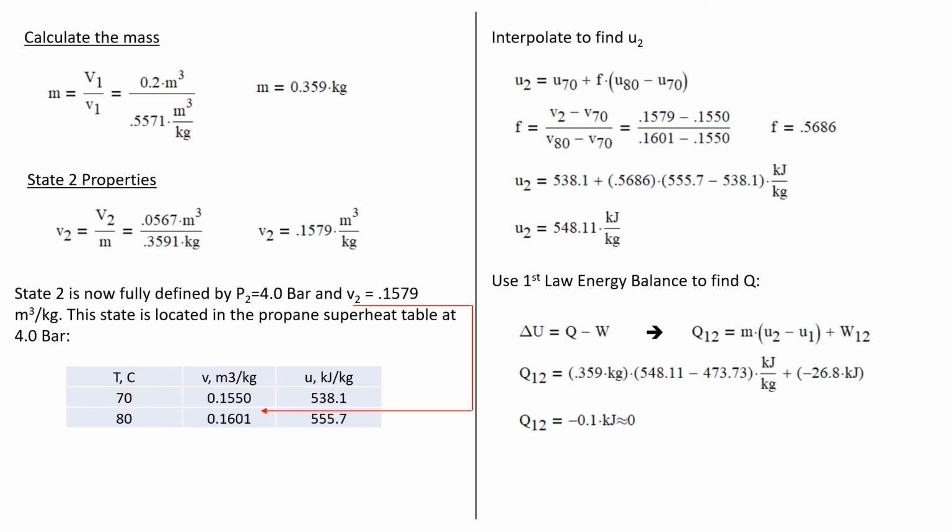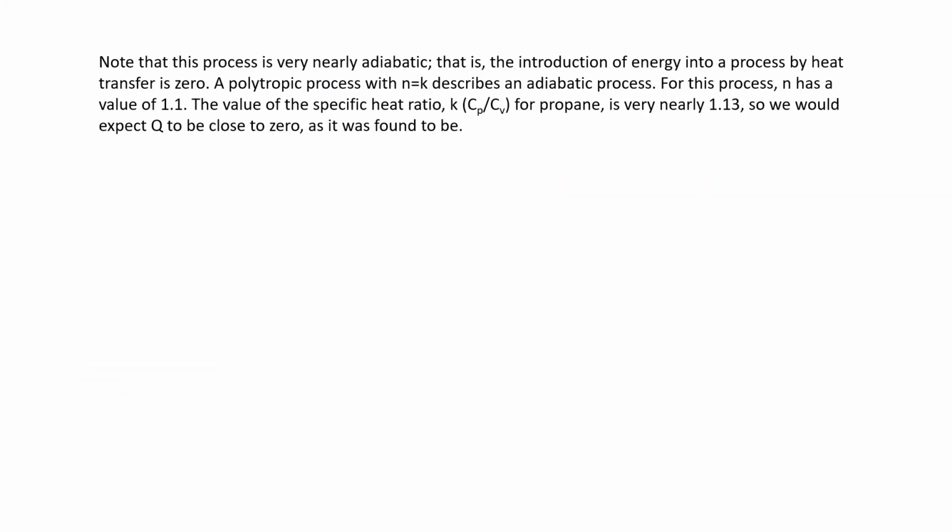Let's explore the meaning of that. If Q is 0, that is called an adiabatic process. So an adiabatic process has no heat transfer and Q is 0. In this particular problem, we were very close to being an adiabatic process. Why is that? Well, let's look at our polytropic process. For our polytropic process, we had a value of 1.1. Now, when the value of n in a polytropic process is equal to k, which I'll mention momentarily, then that describes an adiabatic process.